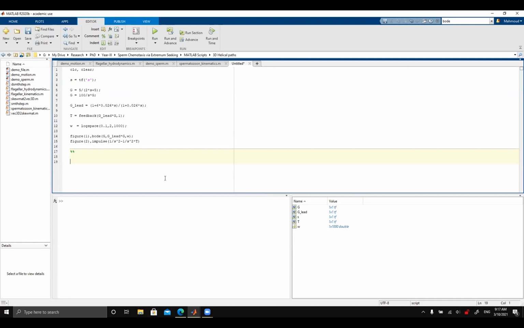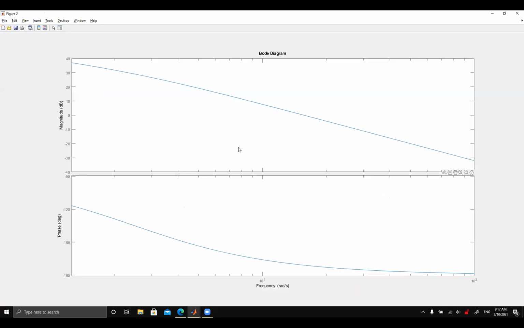If we look at the Bode of G and W, we see that the difference between the phase of the system and negative 180 degrees is achieved at a frequency of approximately 1.75. At this frequency, the system has a phase of negative 125 degrees, which means that we have a phase margin of about 55 degrees, right?